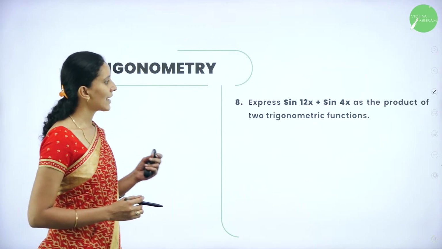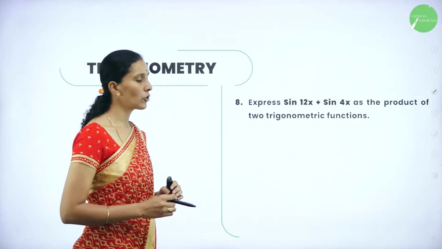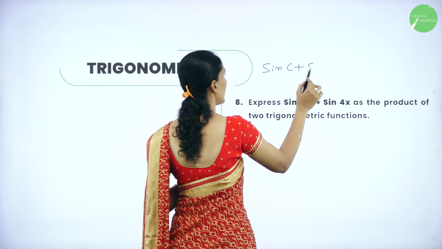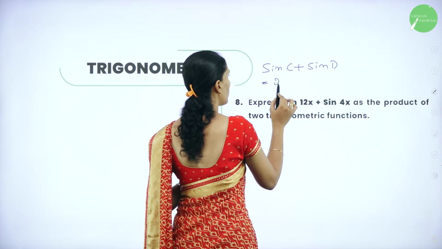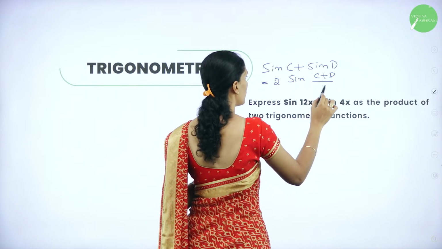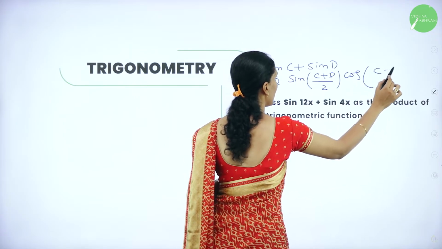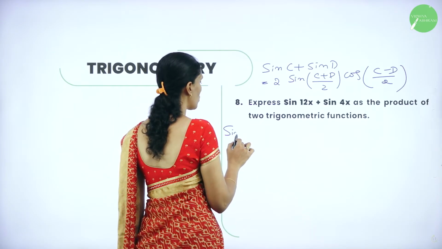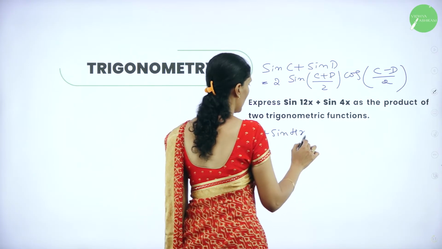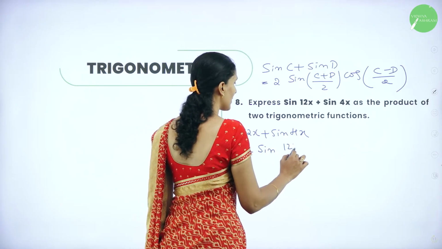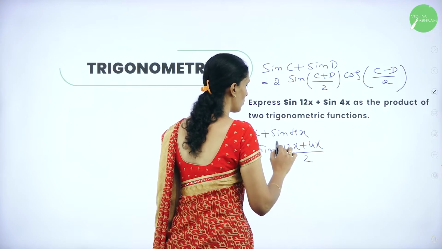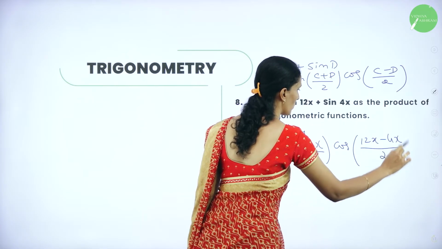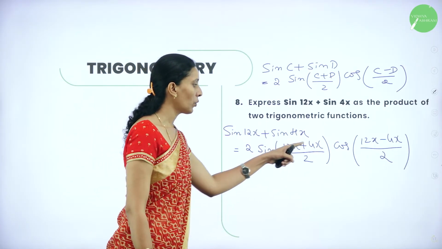Next question. Express sin 12x plus sin 4x as the product of two trigonometric functions. We have learnt how to write the sum of sin C and sin D in the form of 2 sin (C plus D) by 2 cos (C minus D) by 2. So using this transformation, we can write sin 12x plus sin 4x in the form of 2 sin (12x plus 4x) divided by 2 cos (12x minus 4x) divided by 2. In the place of C and D, you have 12x and 4x.